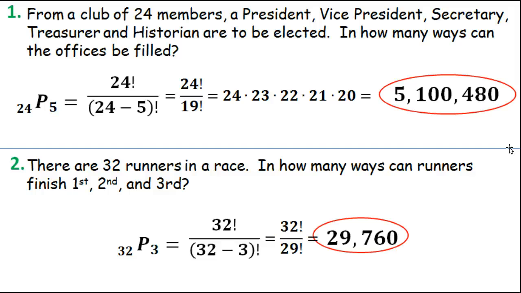Hopefully you found out that there are a little over 5,100,000 ways that we can have those out of 24 different members. The big thing here is that there are 5 positions: president, vice president, secretary, treasurer, and historian. Now, order does matter on this one. There's a big difference between the president and the treasurer. So order definitely matters on that. Runners finishing a race, definitely order matters for second and third.